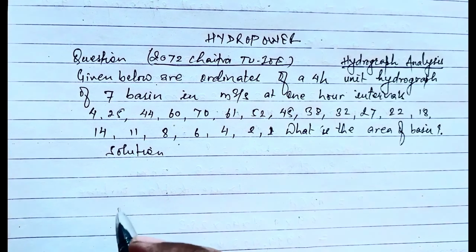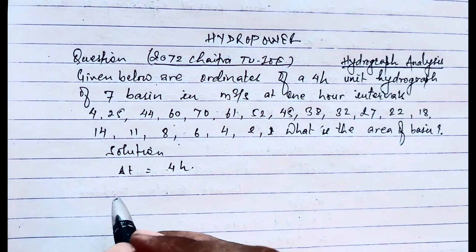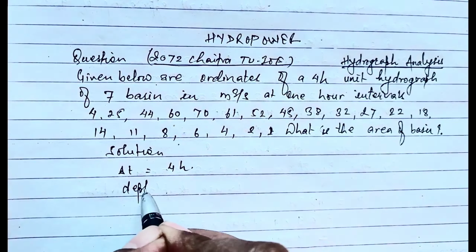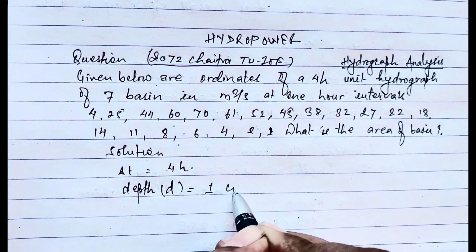Here the given is del T equals 4 hour, and let's take the depth D equals 1 cm.